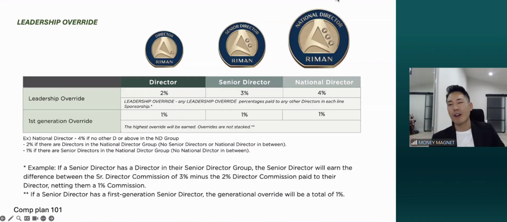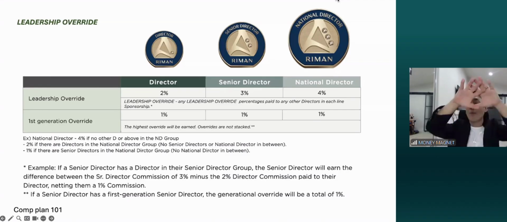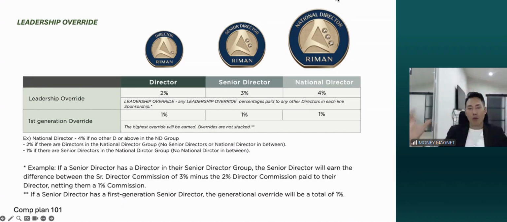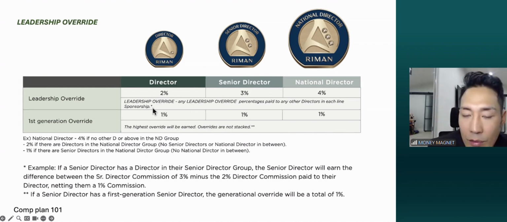This is kind of very simple. It's very easy to explain, but pretty much when you become a director, senior director, or a national director in your open group, right? So same thing, like, you know how if there's no other team leaders below you, if you're a director and there's no other director below you, that whole entire revenue that you generate, they're going to give you an additional 2% override payout on top of the revenue that you did.